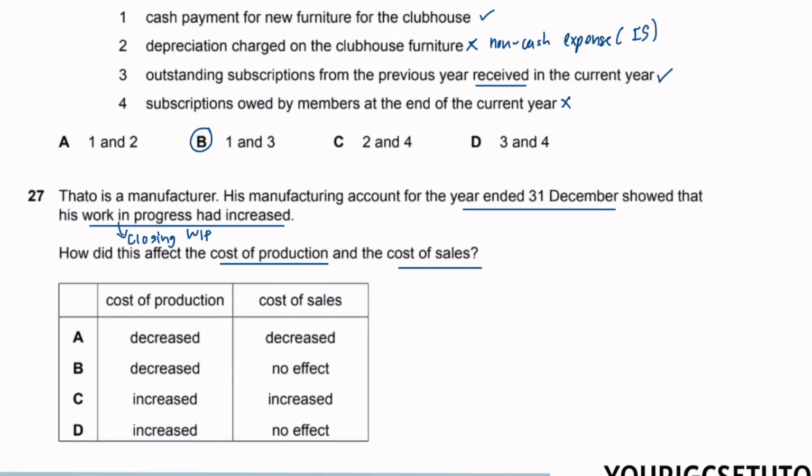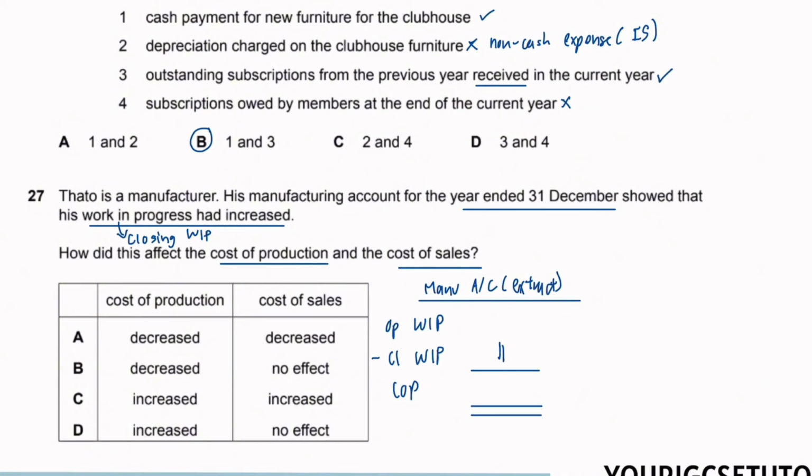Okay, so first we need to look at the manufacturing account. Let's do an abstract. As we know, we'll write opening work in progress, less closing work in progress, and then we'll get cost of production. So when your closing work in progress increases, this means that you minus out more, so your cost of production actually reduces. If you're not sure, you can plug in random numbers.